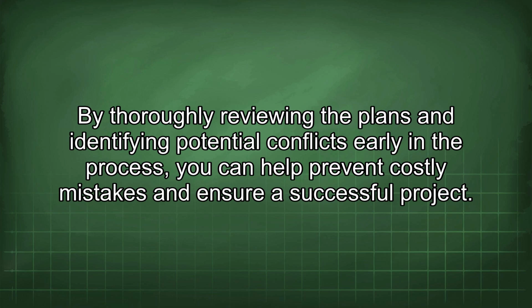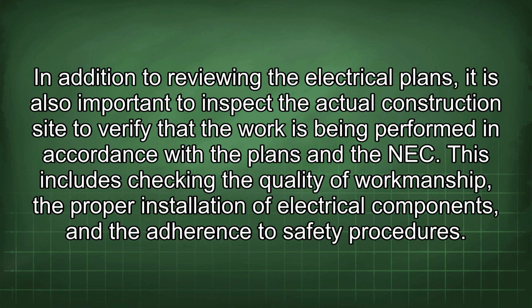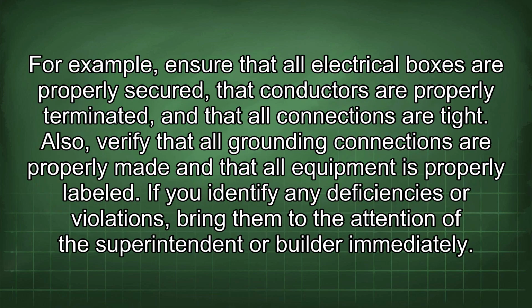In addition to reviewing the electrical plans, it is also important to inspect the actual construction site to verify that the work is being performed in accordance with the plans and the NEC. This includes checking the quality of workmanship, the proper installation of electrical components, and the adherence to safety procedures. For example, ensure that all electrical boxes are properly secured, that conductors are properly terminated, and that all connections are tight. Also, verify that all grounding connections are properly made and that all equipment is properly labeled.